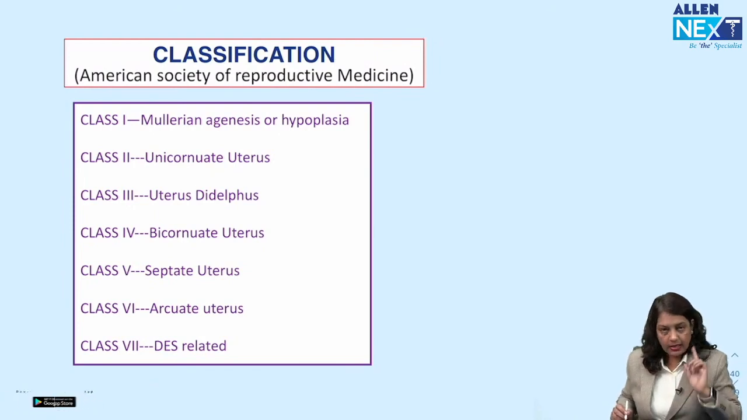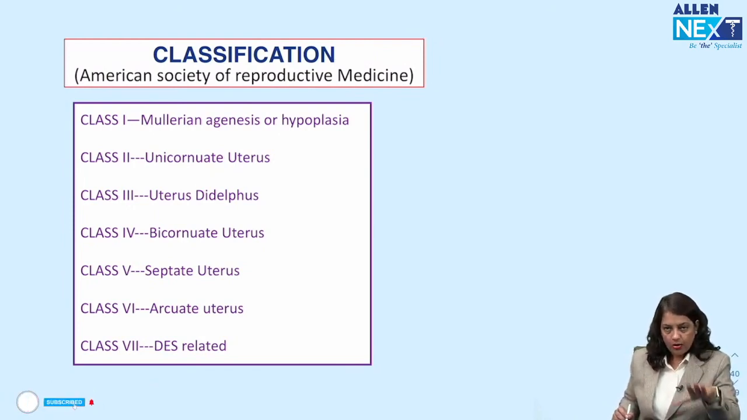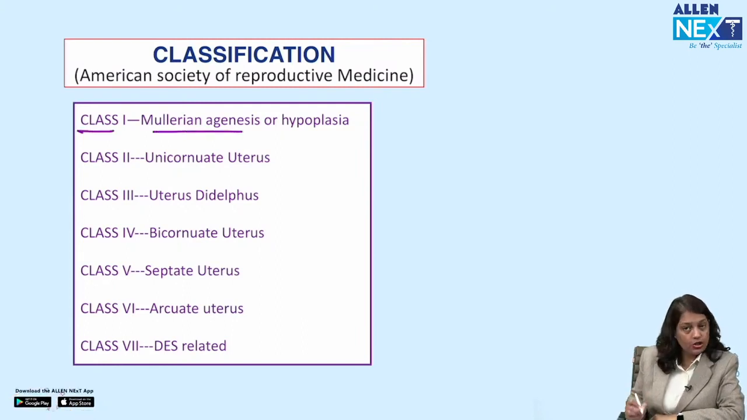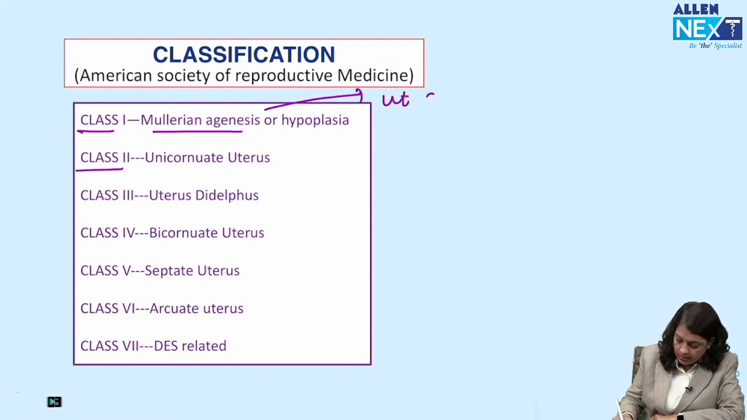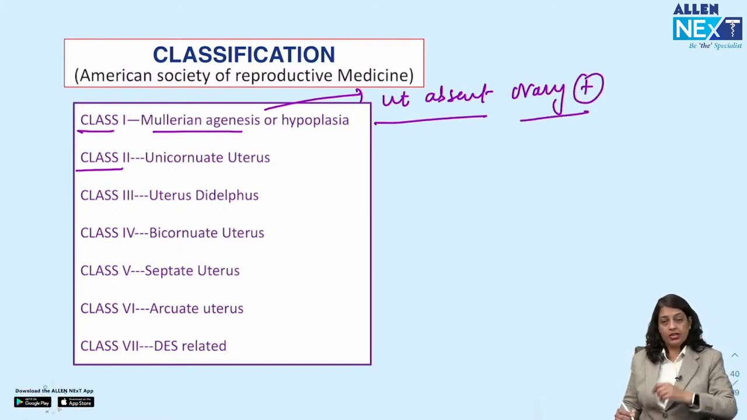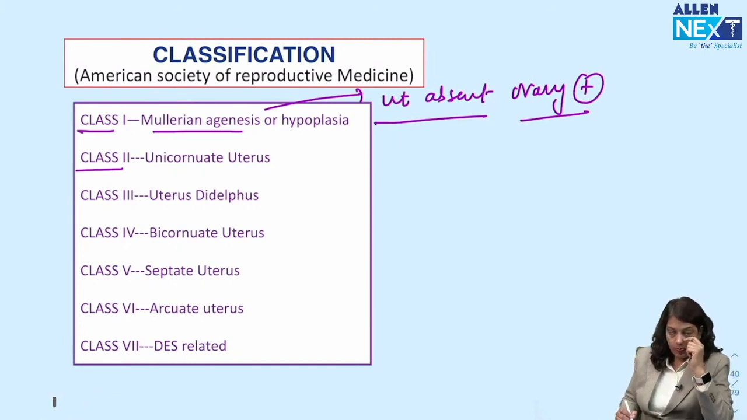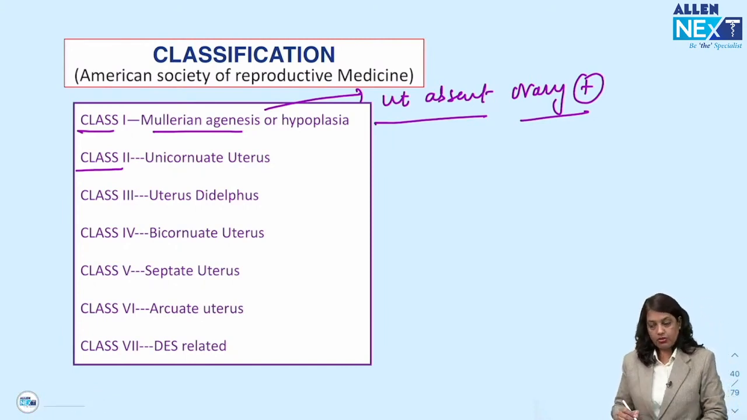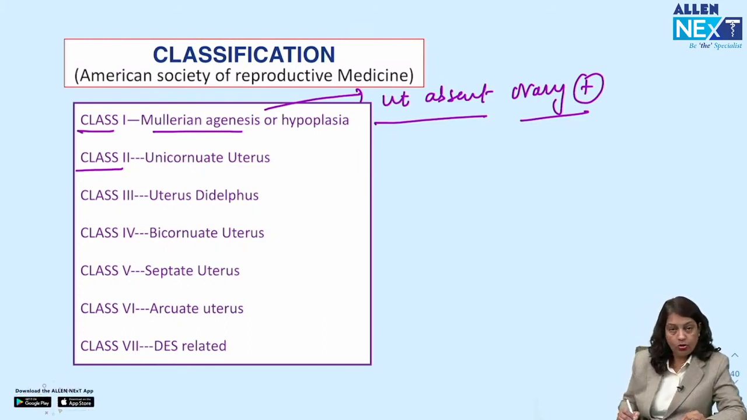Next, this is the classification for Mullerian duct anomalies. Class 1 is Mullerian agenesis. Mullerian agenesis means uterus absent and ovary present. Uterus is derived from Mullerian duct, ovary arises from genital bridge. So breast development is normal, axillary pubic hair is normal, but she will not menstruate, primary amenorrhea, because there is no uterus. Class 2 is unicornuate uterus.